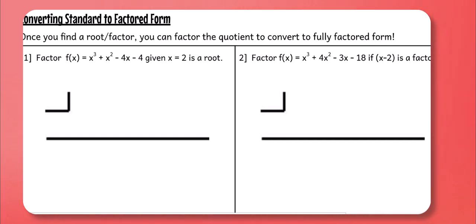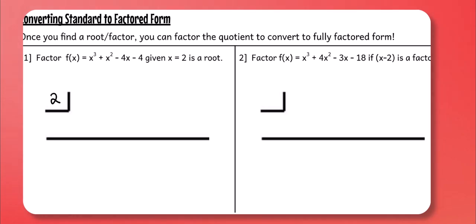Now, to do this, we're going to need a root or a factor. In the beginning, we're going to give you what that root or factor is. Later, we'll have to actually find one that works and then go through the same process. So for this, we're told in example number 1 that 2 is a root. So we're going to put 2 right here.